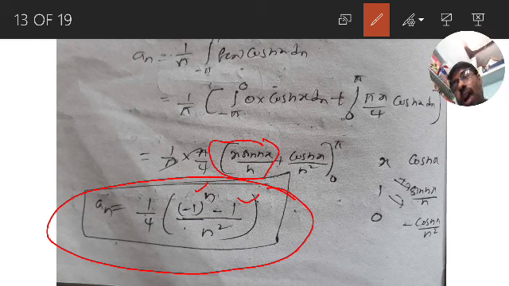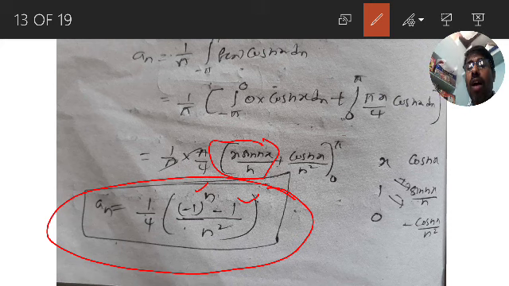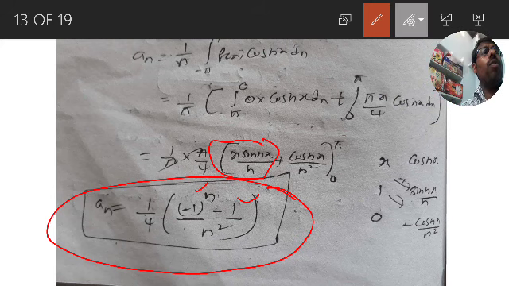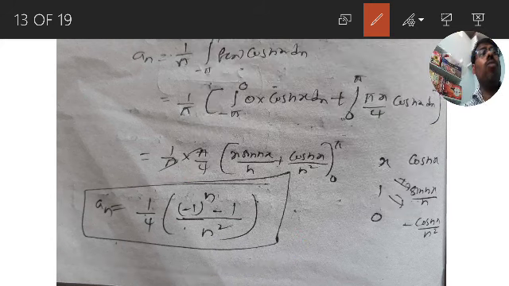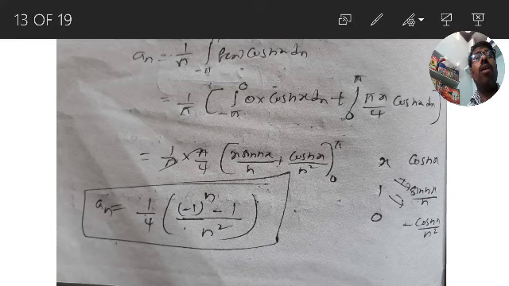Now let us find bn, then substitute in Fourier series to get the answer. Another 10 minutes to go. Or can you note down this? Let us move on. So what we got?